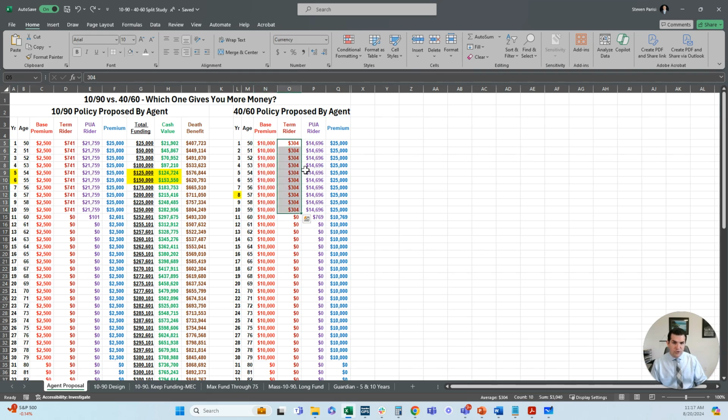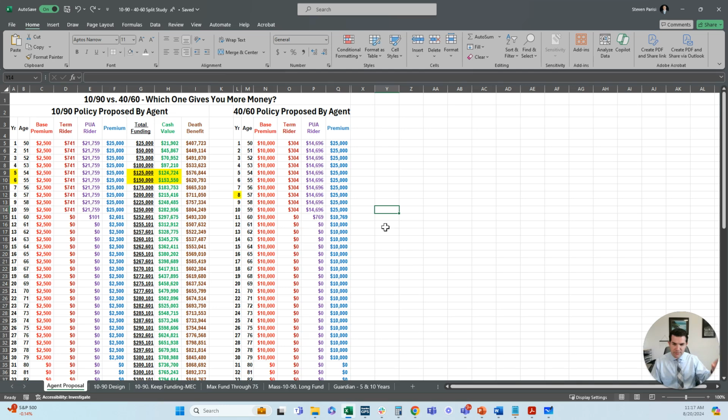Term rider cost, much lower. There's your paid up additions rider. Where's the difference here? First 10 years, you're paying in the same dollar amount. Then what happens? You're able to pay more money into the product with the 40/60 policy because you have a higher premium. The premium is contractually fixed. That's why it doesn't go down.